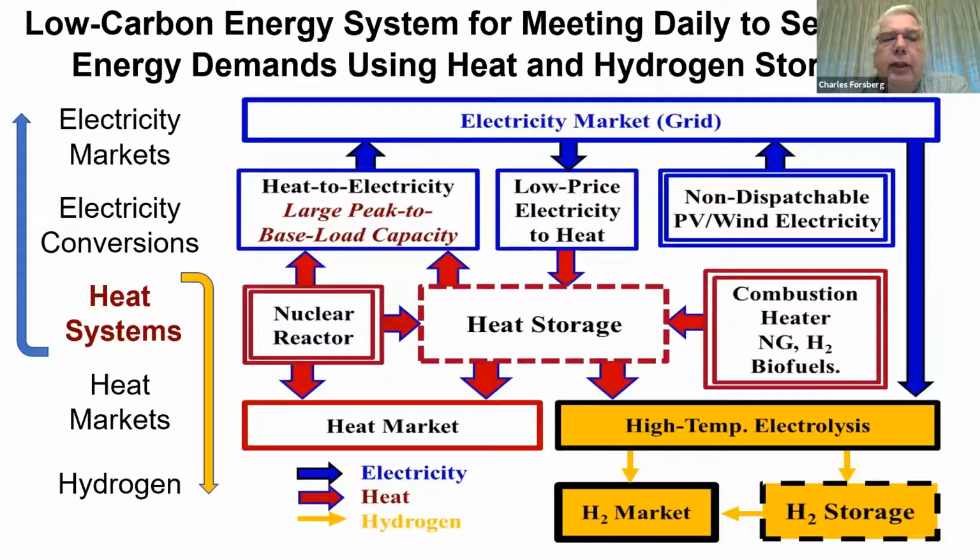Taking a look at the heat systems sector in the middle and going downwards, we go to the hydrogen economy. Going downwards, we have heat markets, that is the industrial heat market, and the heat market that goes into high temperature electrolysis that produces hydrogen. So with this division of a sector going from heat to electricity and a second sector going from heat to hydrogen, let us look at the individual sector components.